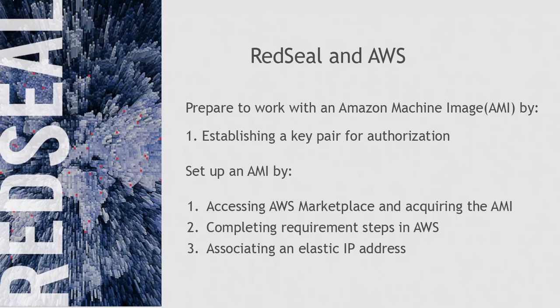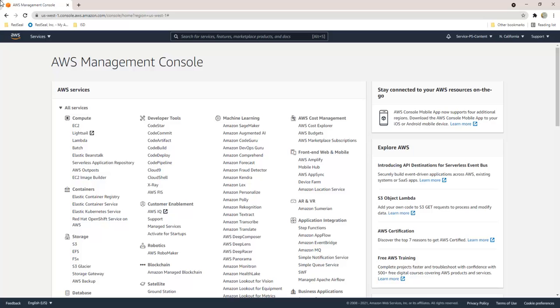This lesson will guide us through the following preparation requirements for working with an Amazon machine image. We'll start by establishing a key pair for authorization, and then the lesson will take us through how to set up an AMI by accessing the Amazon Marketplace and acquiring the Red Seal software solution necessary for this process, and then how to work through the steps in the AWS console wizard, and finally by associating an Elastic IP address with an instance.